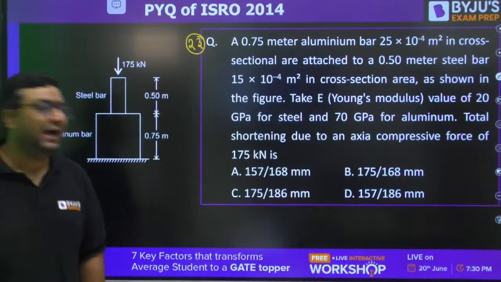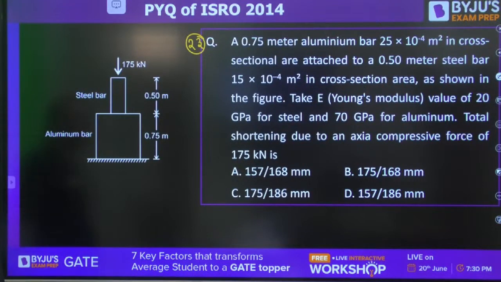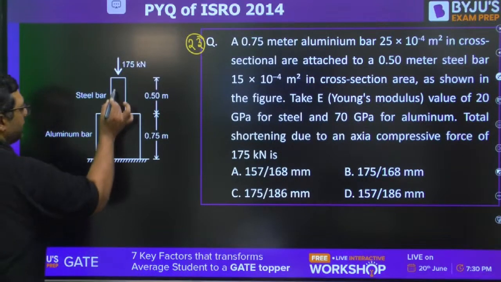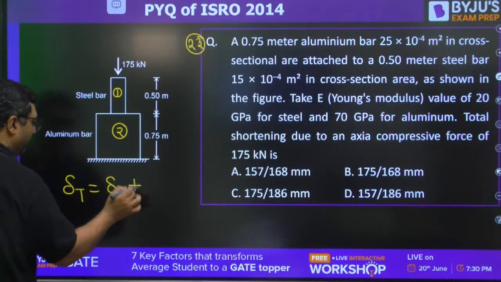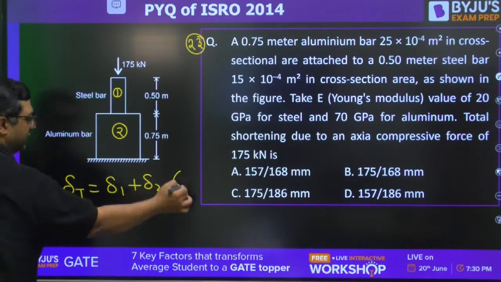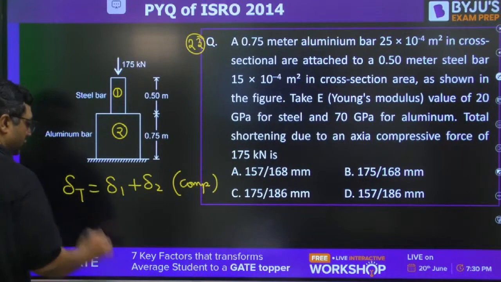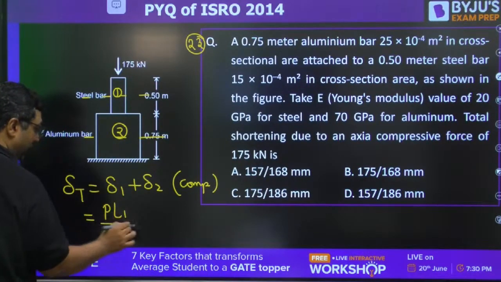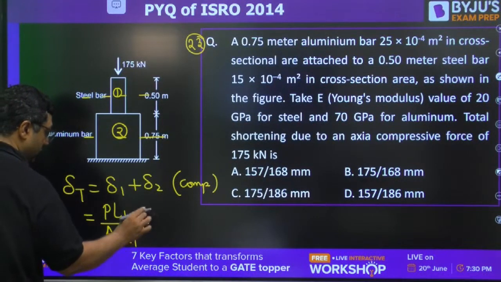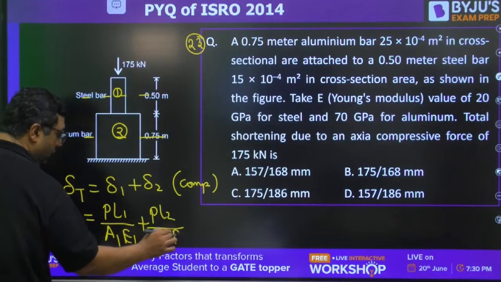Once again from the strength of materials. And this question is from axial loading. A 0.75 meter aluminium bar of this cross section is attached to a 0.5 meter steel bar. Young's modulus is given. Find the total shortening due to axial compressive load. Let us consider this to be bar number 1, this to be bar number 2. You need to find out delta total, which will be delta 1 plus delta 2. But as the forces are compressive, this will be compressive in nature. The force will be the same for both the bars. So P L1 upon A1 E1 plus P L2 upon A2 E2. That will be your answer.